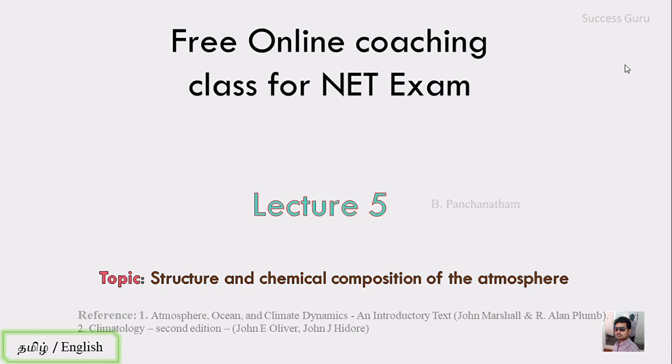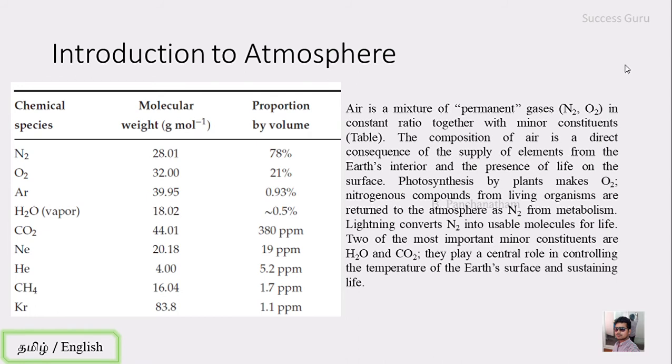As we had started with oceanography, we covered 4 lectures in that, and now we will try to start atmospheric science. This is the very first heading, an introduction to the atmosphere. Actually, air is a mixture of permanent gases such as N2 and O2 in a constant ratio, together with some minor constituents. Here is the table which shows the overall constituents of the atmosphere. You can see N2 is the dominant constituent at 78%, followed by O2 at 21%, then argon, then water vapor, then CO2, and the list continues.